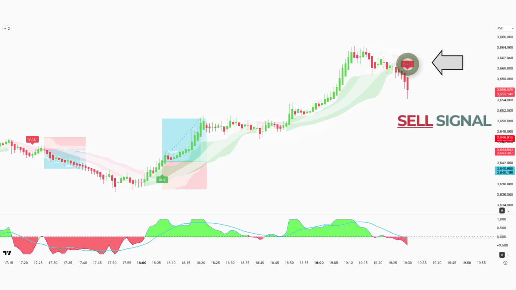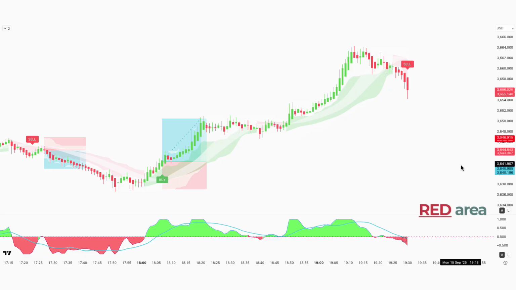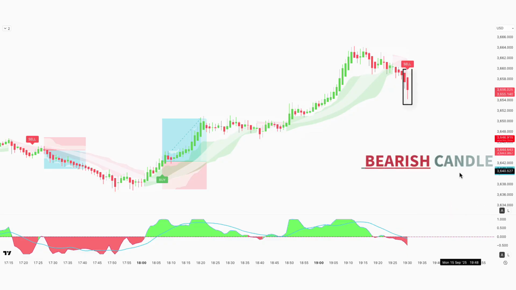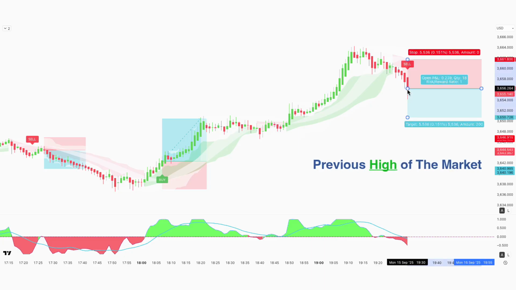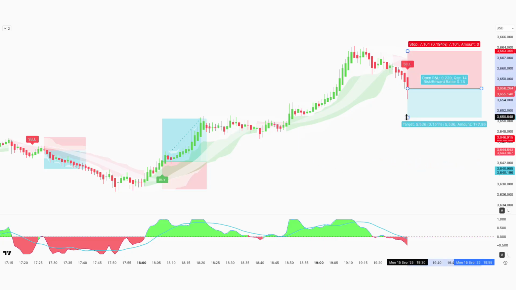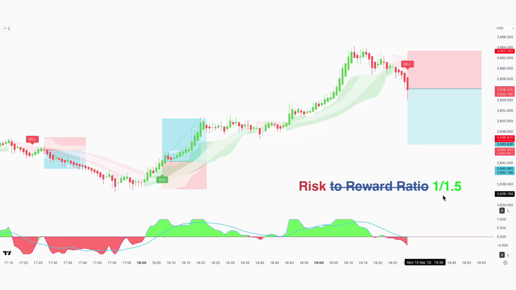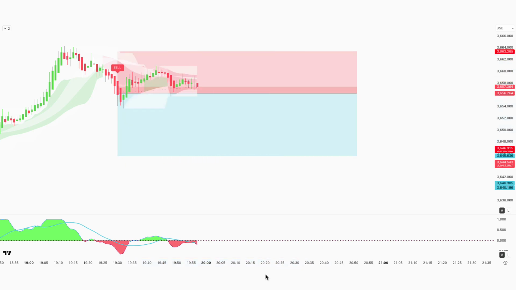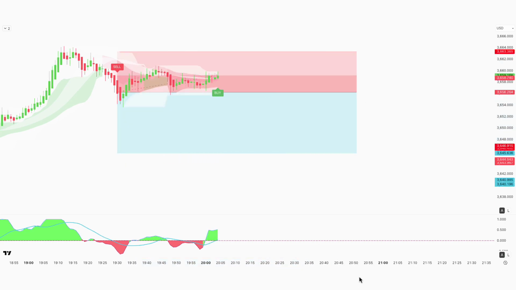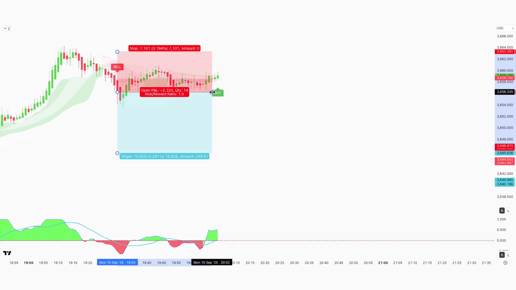Here, the Renko Heikin-Ashi arrow of this indicator is a sell signal. Here, the PVT OSC indicator is in the red area. Here, the market has made a bearish candle to give confirmation. So all our conditions are being fulfilled, so we are placing an order to sell. Our stop loss is to be placed at the previous high of the market, and the risk-to-reward ratio will be 1:1.5. Let's see what happens to our trade. Here, the market has given the next signal, so we will close this trade.